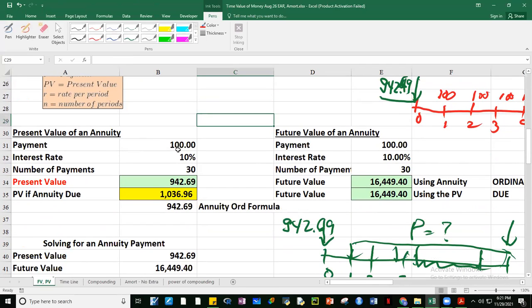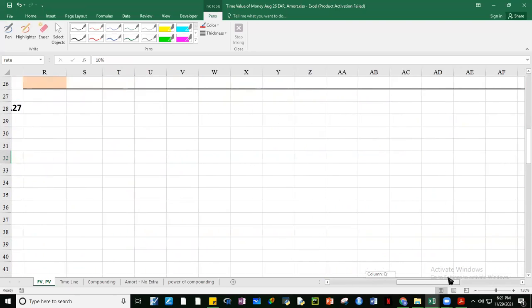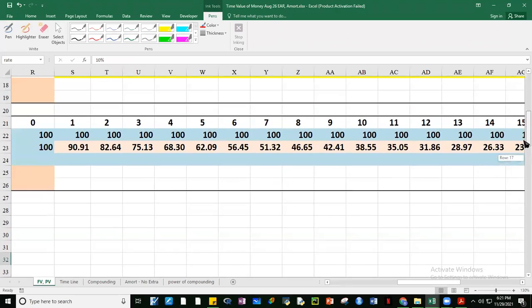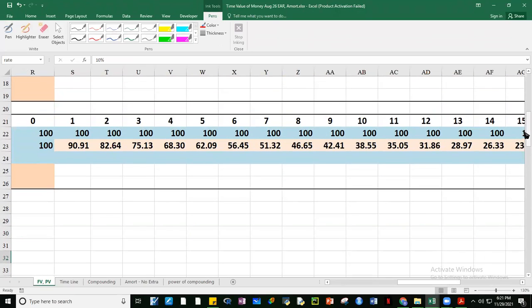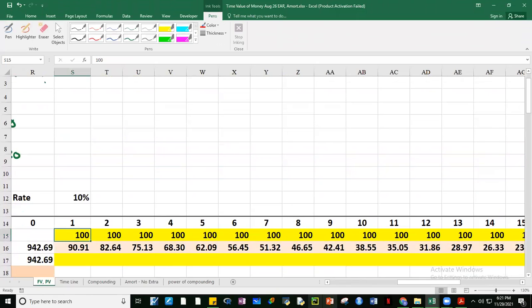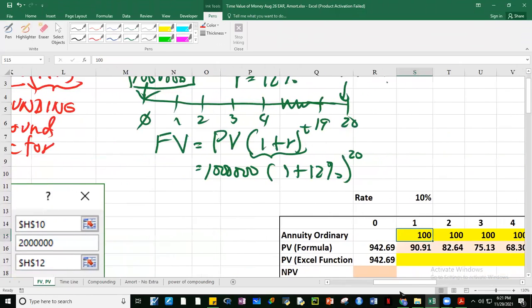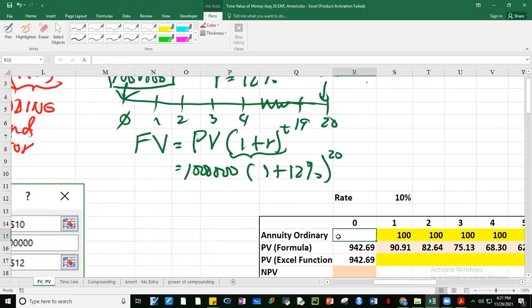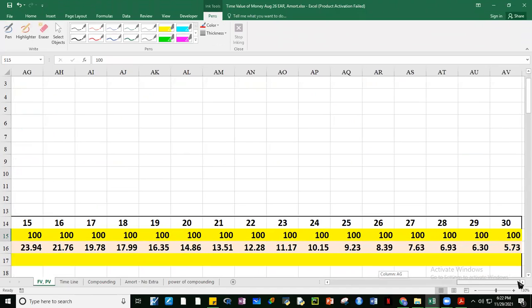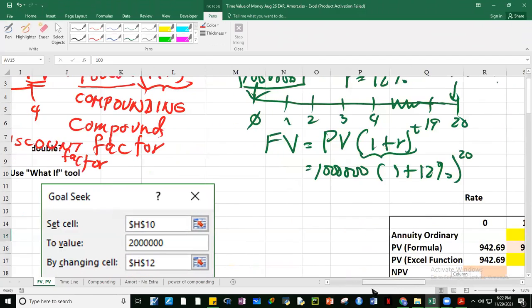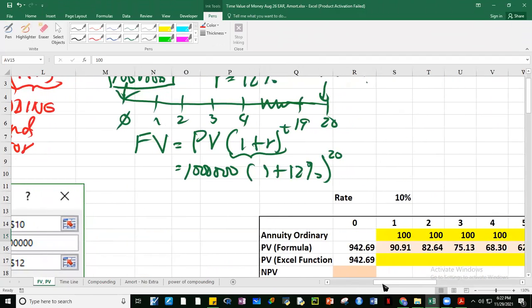We have an annuity of 100 for 30 years at an interest of 10%. This is that cash flow. So we have 100. This is annuity ordinary because this is time 0 and the cash flow begins at the end of time 0, at the end of the first period, up to year 30. Here the present value comes out to 942.69.